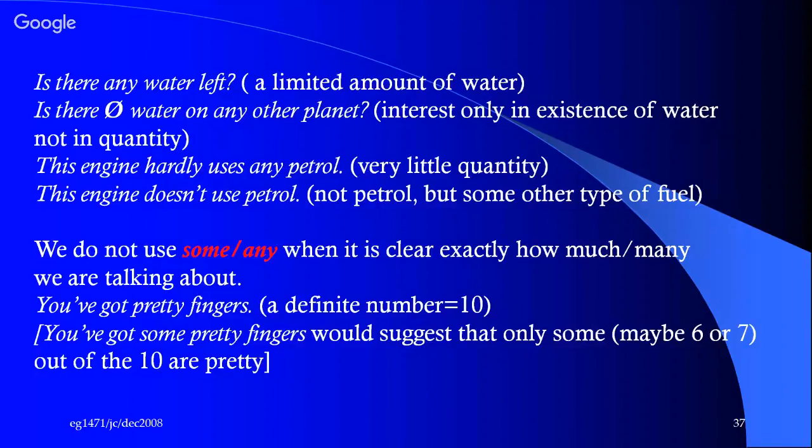You've got pretty fingers, because you know everybody has 10 fingers, most everybody. You've got some pretty fingers, which suggests that only some, maybe 6 or 7 of those 10 fingers are pretty. So if I say you've got pretty fingers, I'm talking about this definite number 10. But if I say some pretty fingers, ee hatralli kelu chanagide annanga agogutte, so it's not correct.